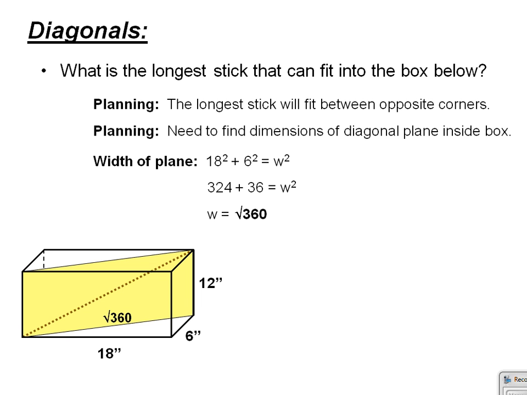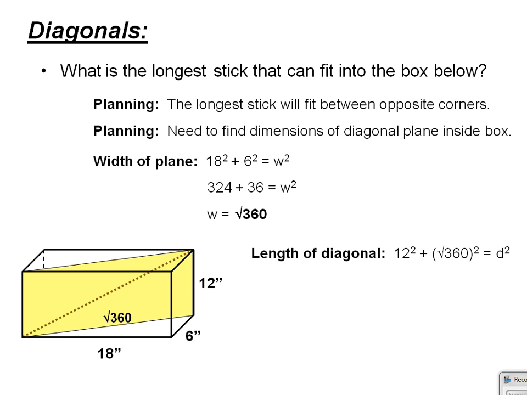So the length of that plane inside that box that contains that brown diagonal has to be square root of 360. You'll notice I didn't bother to simplify the square root of 360 at all. You can, but it's actually unnecessary, and you'll see why in a moment. Now we have the length of this plane, we have the height of this plane. So we can use the Pythagorean theorem one more time.